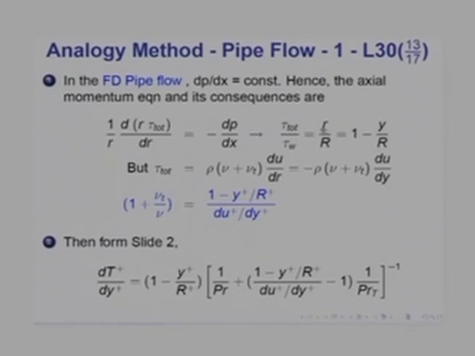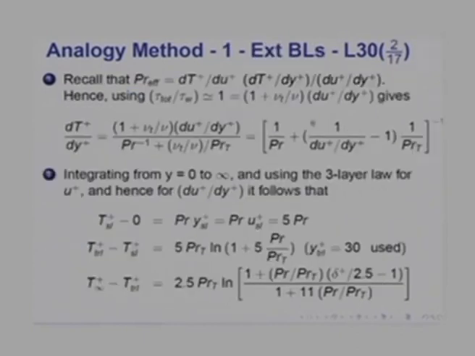Replacing r equal to R minus y, the capital radius minus y, as a distance from the wall, it will be 1 minus y over R. So, tau tot is equal to rho times (nu plus nu t) du by dy, and therefore 1 plus nu t by nu can be shown to be (1 minus y plus by R plus) divided by du plus by dy plus. So, that is what I shall use to substitute in our equation from slide 2 here, I would use that to substitute for du plus by dy plus and nu t by nu.